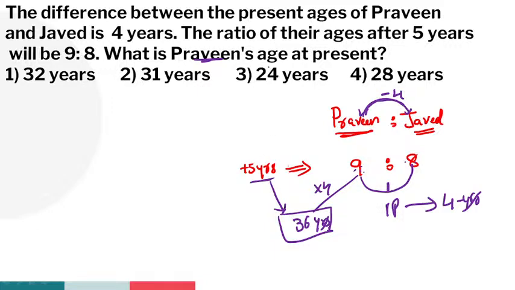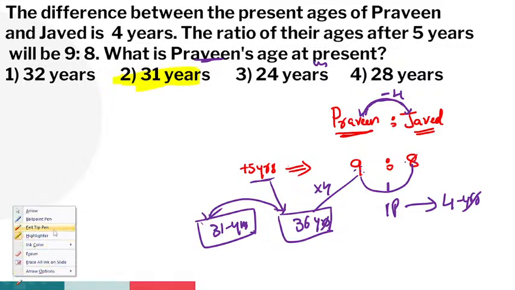So what should we find out? Present age. Okay? So after 5 years my age is 36 years. So now present age is how much? 31 years. That is 36 minus 5. 31 years. So that's why which option is the right answer? Option 2 is the right answer, guys. Clear, all of you? Say yes or no. Any doubts regarding this problem, guys?